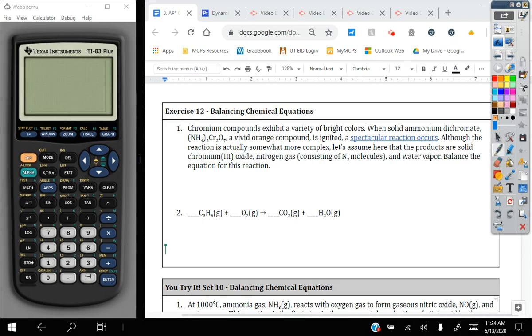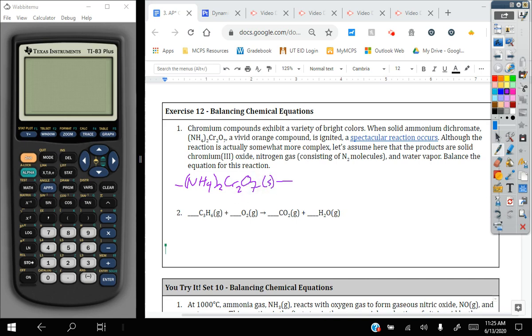So it says chromium compounds exhibit a variety of bright colors. When we have solid ammonium dichromate, which is (NH4)2Cr2O7, this can decompose when it's ignited. And when it decomposes, it forms chromium(III) oxide, N2, and water vapor. So we want to try and balance this out.